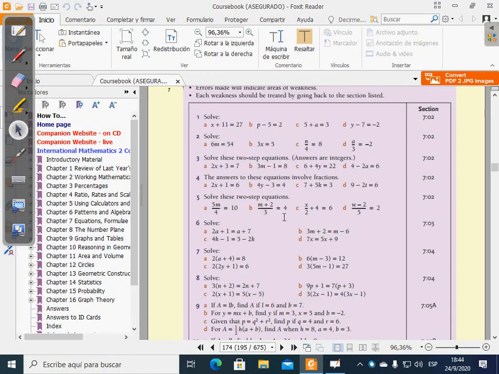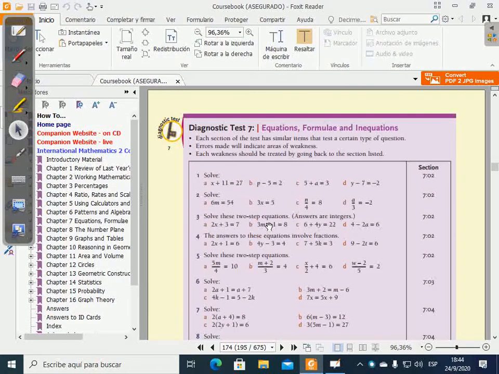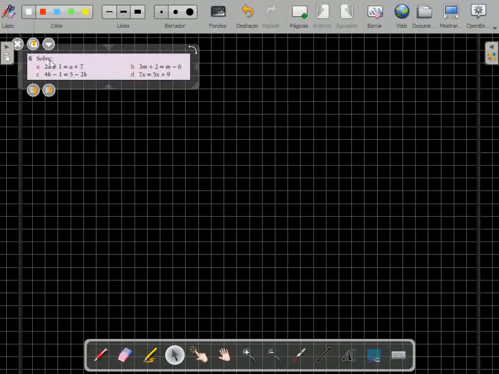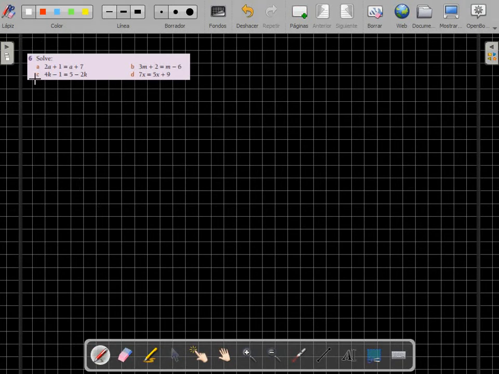Alright, now with this video, we're going to finish with this topic of equations with pronumerals on both sides. And this time we're going to work with exercise 6 from the Diagnostic Test, 7 from our book International Mathematics 2. And that exercise is waiting for us on the blackboard. And let's try to solve exercise A.